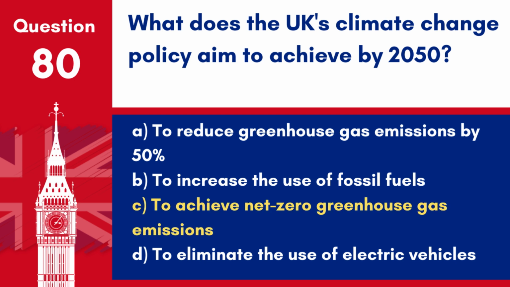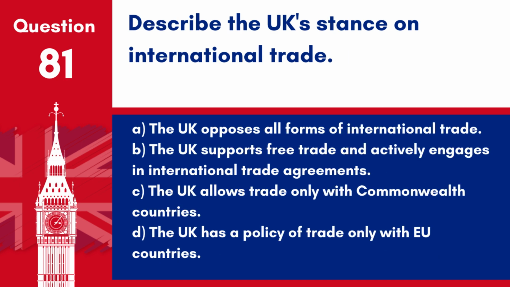Answer: C. To achieve net zero greenhouse gas emissions. The UK's climate change policy aims to reach net zero greenhouse gas emissions by 2050, aligning with global efforts to mitigate climate change.